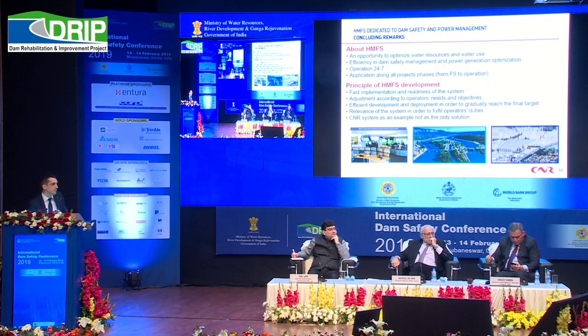So hydrometeorological monitoring and forecasting systems are an opportunity to optimize water resources and water use. Keep in mind that we generate hydropower, of course, but we also deal with navigation and irrigation, and we do many things with 1 cubic meter of water along the Rhone River. It's very efficient regarding dam safety management. We have to operate 24/7 as an operator, so we have to be aware of flow conditions 24/7.